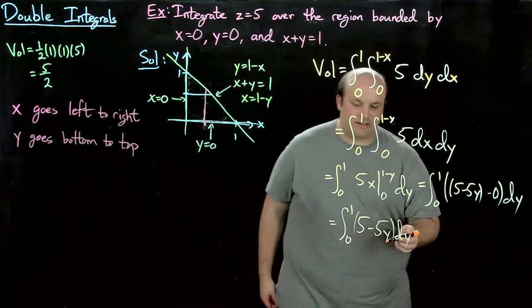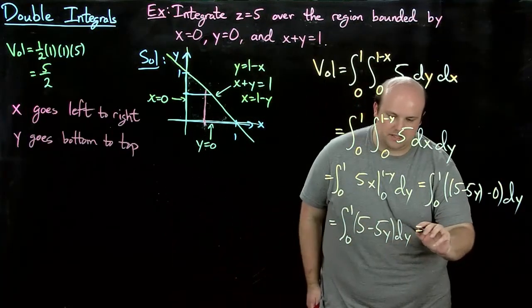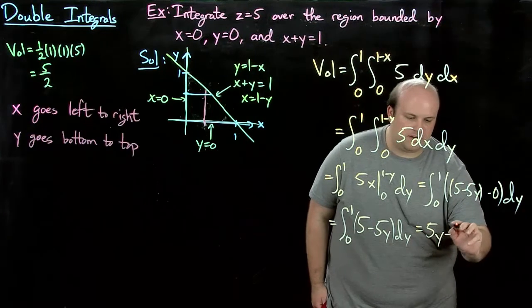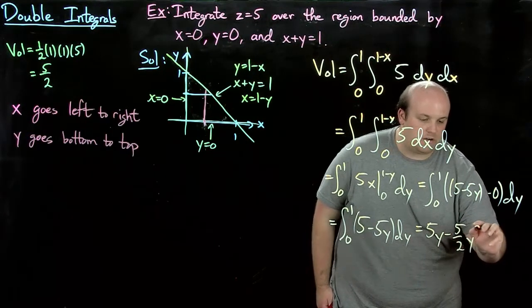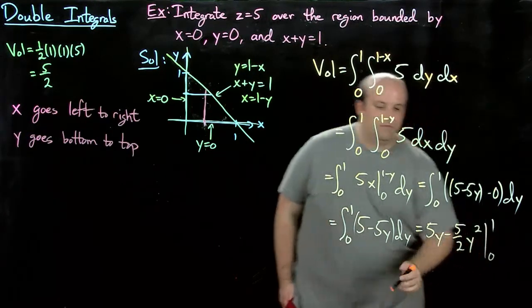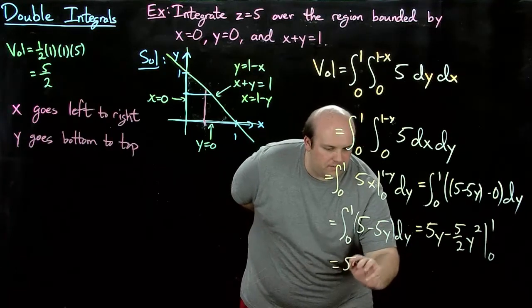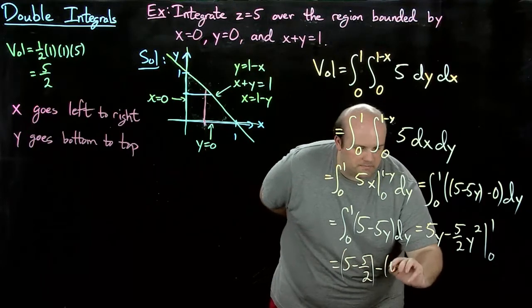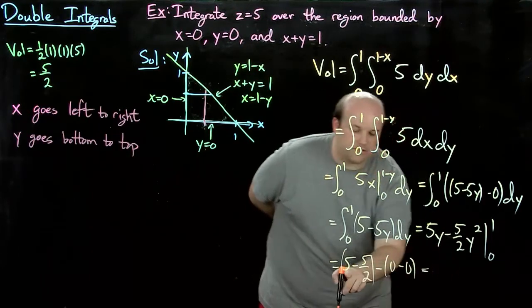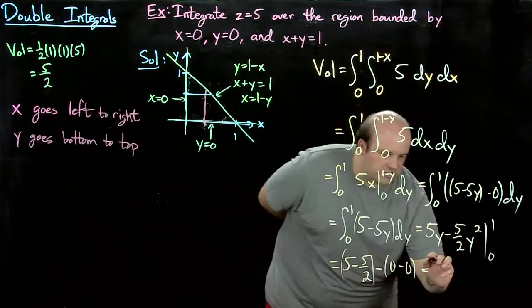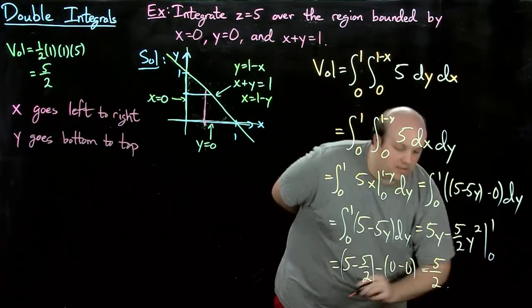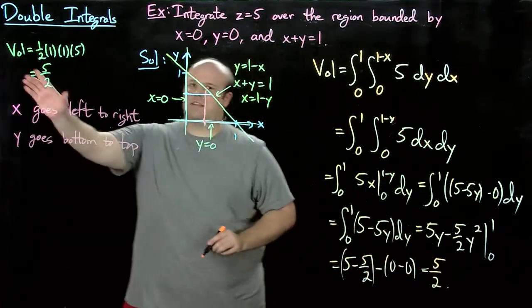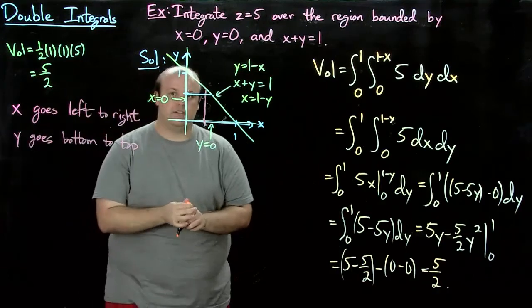Now when we integrate that, this is just like Calc 1: 5y minus 5 halves y squared from 0 to 1. So here we get 5 minus 5 halves, minus 0 minus 0. So then just 5 minus 5 halves, which is, of course, 5 halves. And that agrees with the geometric computation we did.